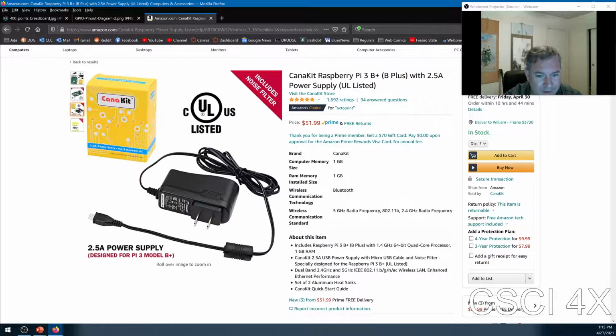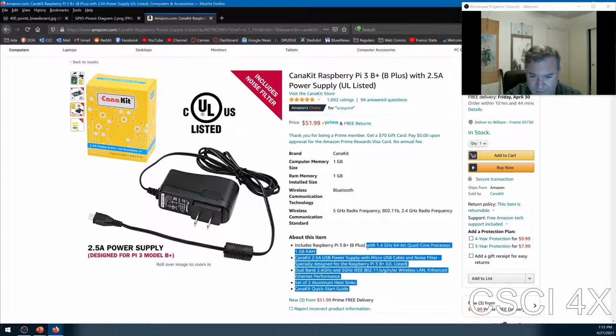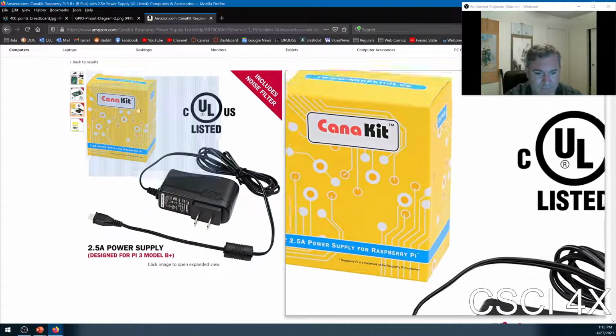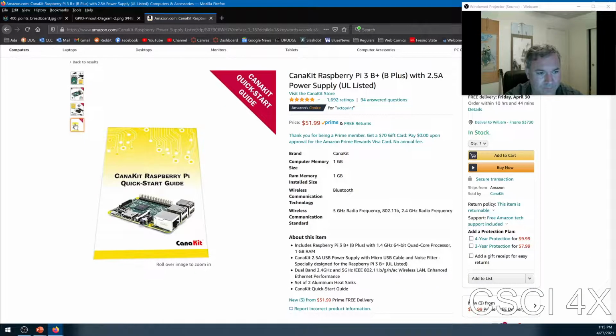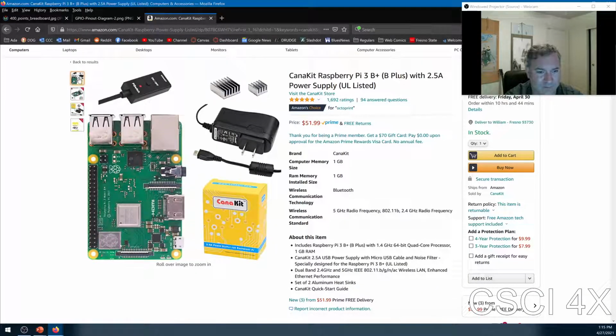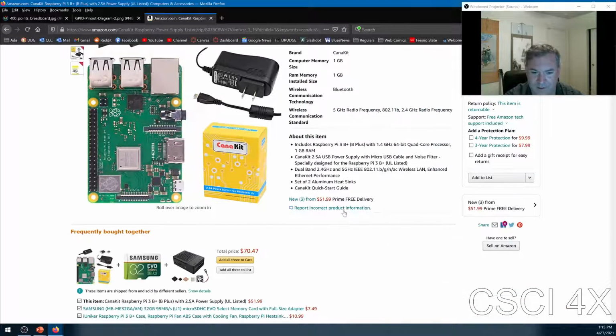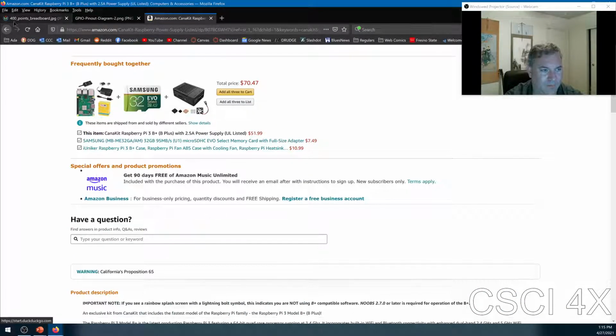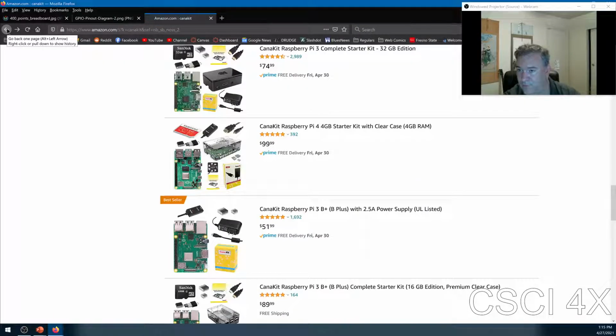Does it come with an SD card? If it doesn't, then I'd probably get one of the ones that has an SD card on it, because they preload it with all the software you need, which is nice.